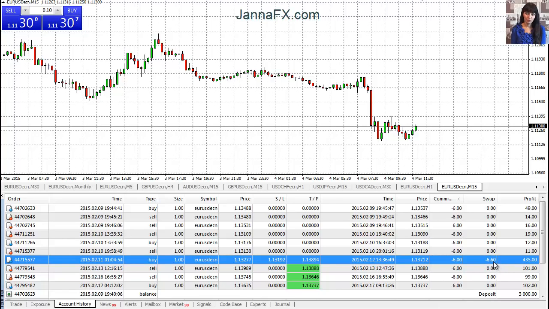Because swap can be in plus and could be in minus. You need to know when you trade for a few days, if you didn't close your trades during the day, I think it's up until 5 p.m. New York time. After 5 p.m. New York time, you will have that swap if you didn't close any positions before that.